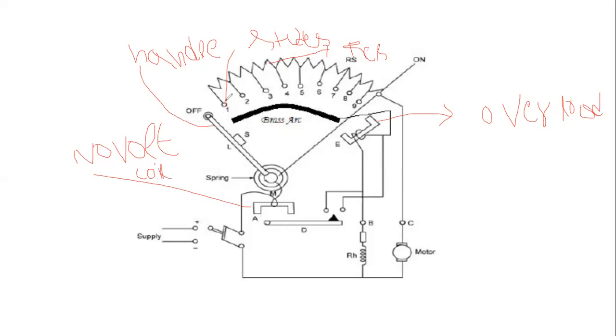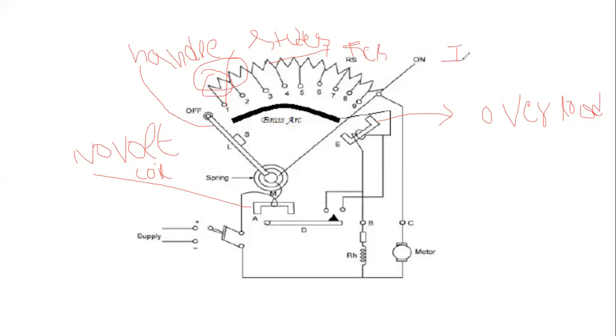When the handle is moved from stud 1 to stud 2, only this part of the resistance is cut out of the circuit. Only this resistance is cut by the handle. Then the current flowing through the armature somewhat increases. If the handle is moved from stud 2 to stud 3, up to this point the resistance is cut out of the circuit.